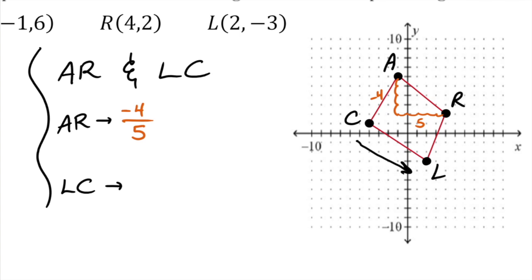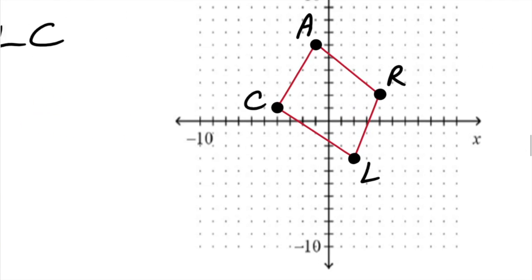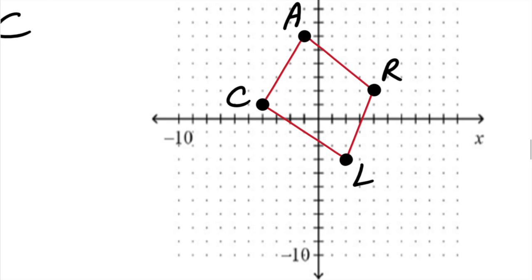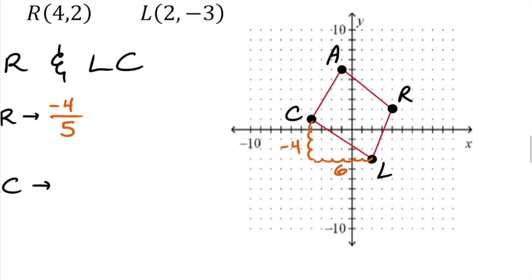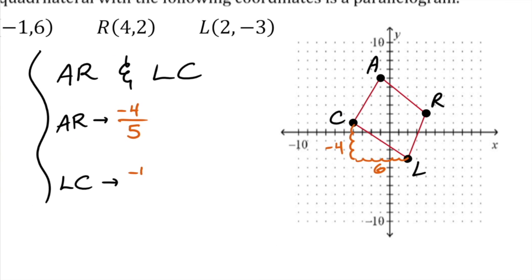So what I really want to do is count from C over to L. Let's zoom in there. To go from C to L, I'm going down 1, 2, 3, 4. So that's a -4. And over 1, 2, 3, 4, 5, 6. So -4 over 6 is my slope there, which we can reduce to -2/3. So again, we're seeing on this pair of sides as well that they don't quite match.